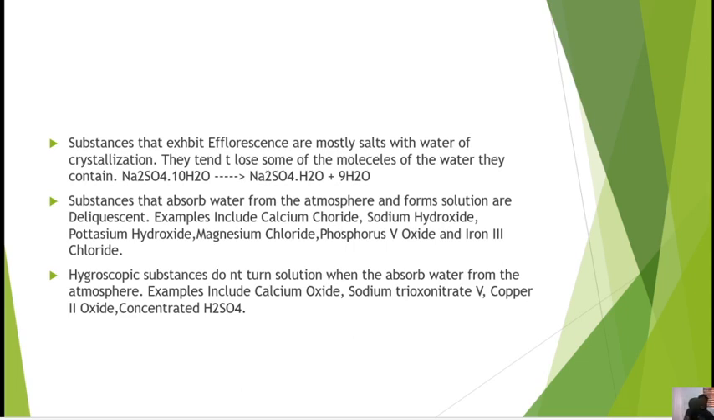With that said, substances that exhibit efflorescence are mostly salts with water of crystallization. So you know that it has to lose water. The implication is that if it doesn't have the water to lose, it would definitely not be referred to as efflorescent. So an example is Glauber's salt, which is sodium tetraoxosulfate 6 decahydrate. So once it loses its water of crystallization, it is said to be efflorescent as a result of exposure to air. Substances that absorb water from the atmosphere and form solutions are deliquescent, and the examples of those substances include calcium chloride, sodium hydroxide, potassium hydroxide, magnesium chloride, phosphorus 5 oxide, iron 3 chloride, and other examples not mentioned here.